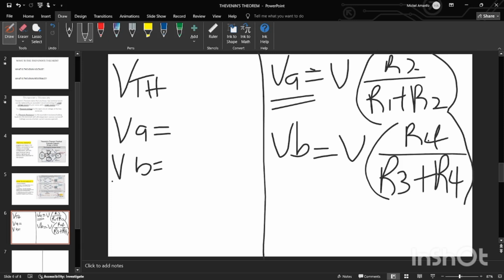So after finding the voltage at terminal A and terminal B, then we will subtract terminal B from terminal A to get the Thevenin voltage.